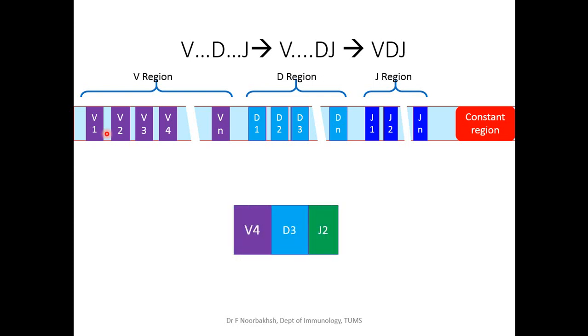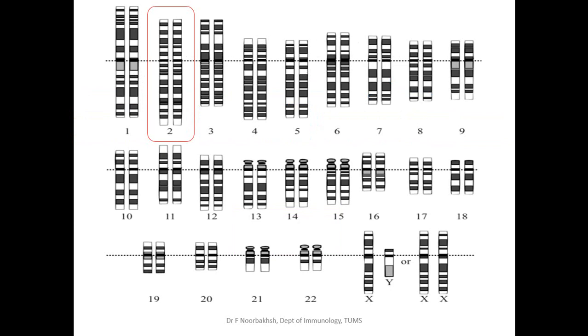So this is the way that this recombination takes place. Okay, let's look at the chromosomes where these things happen. So we have 3 different chromosomes which are involved in this process: chromosome 2, 14, and 22.